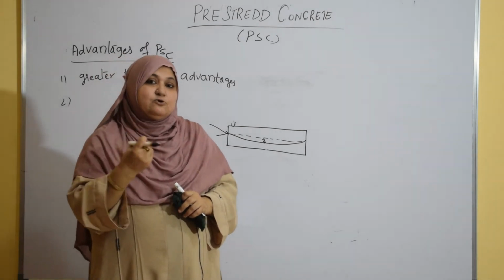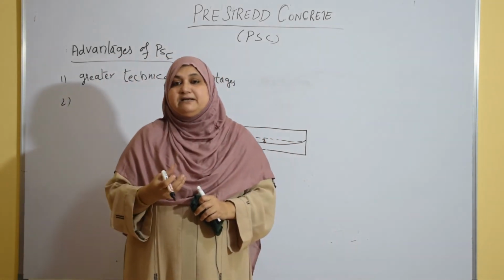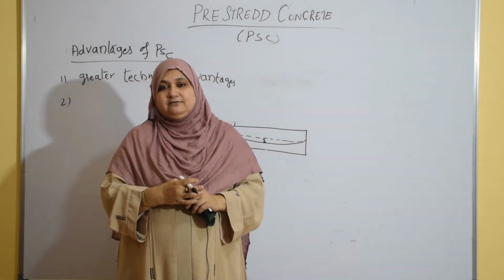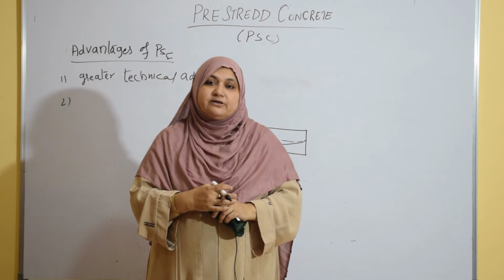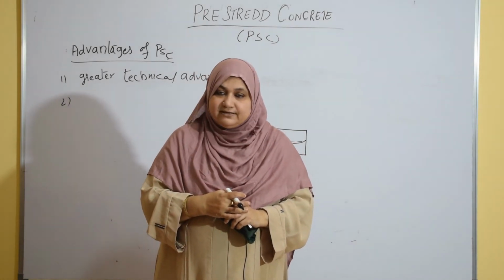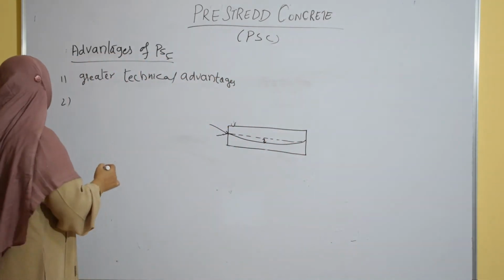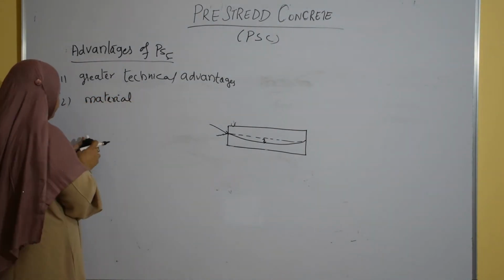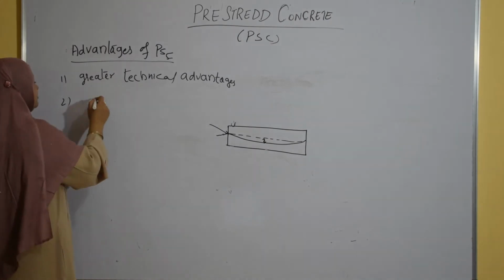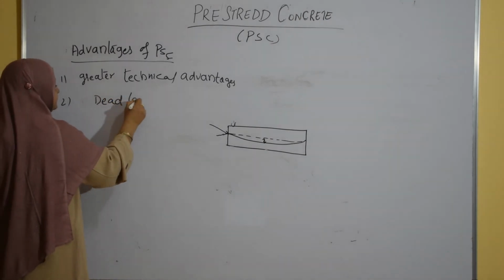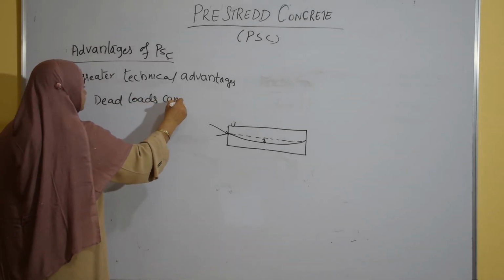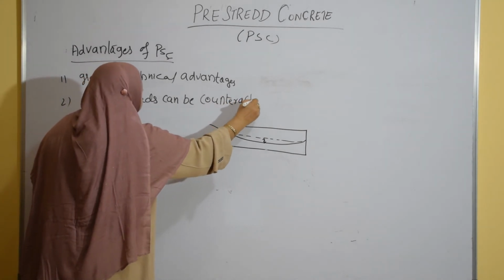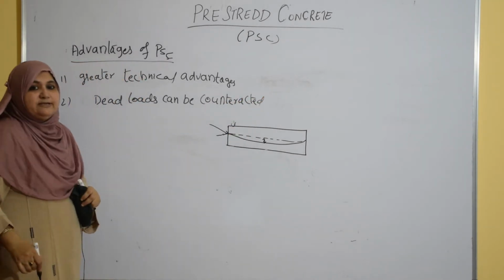So what happens when the dead loads are reduced? The structural element will have a lesser cross section. It will become thin, so you can save material by using pre-stressed concrete. Dead loads can be contracted to a certain extent, thus saving the quantity of material.